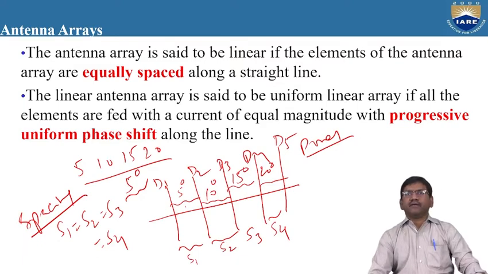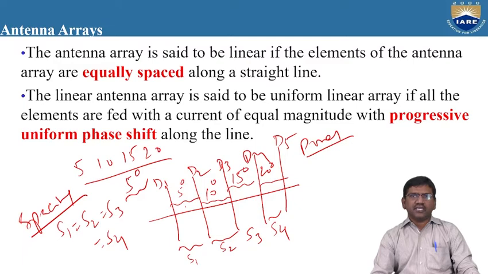Hence, whenever the power fed to all the individual elements of an antenna is the same, and there is a progressive uniform phase shift along the line, then we call that array a linear array.